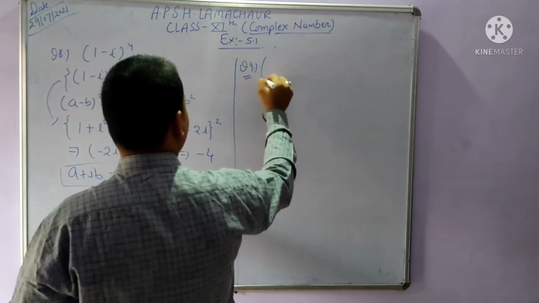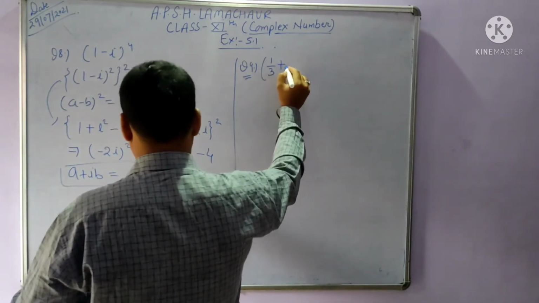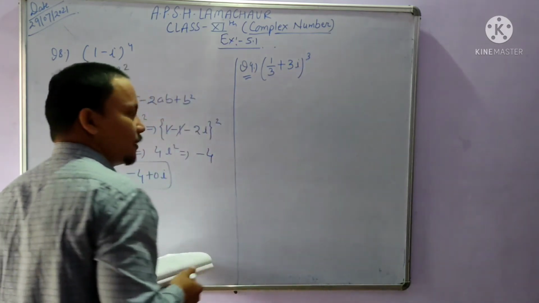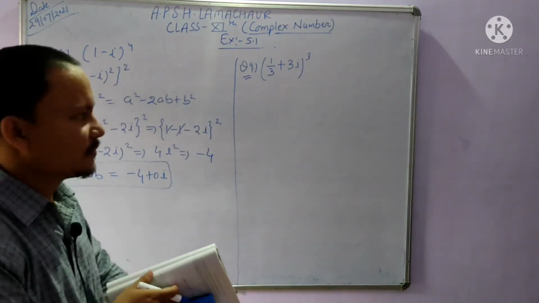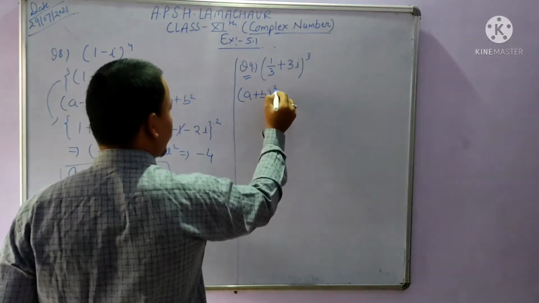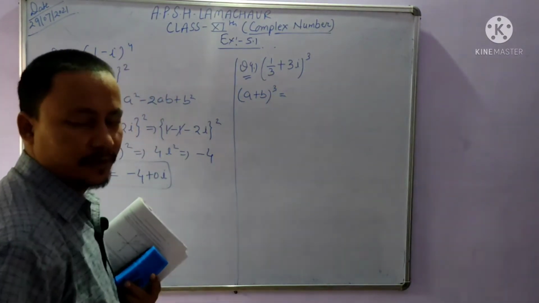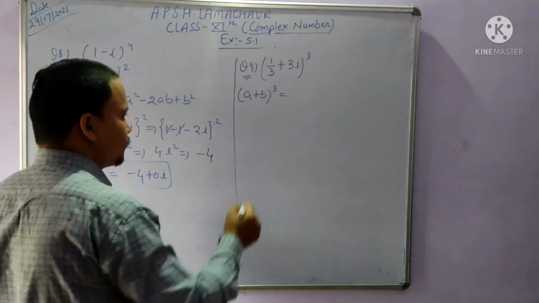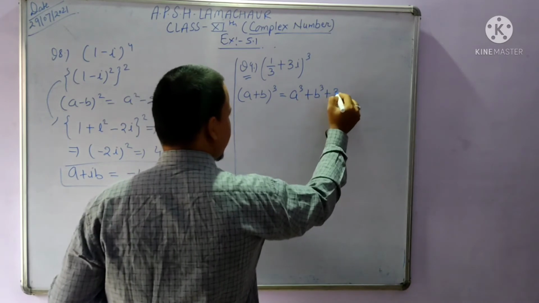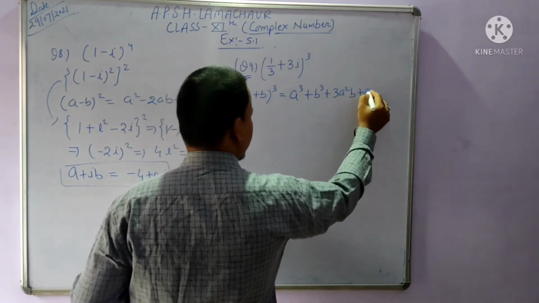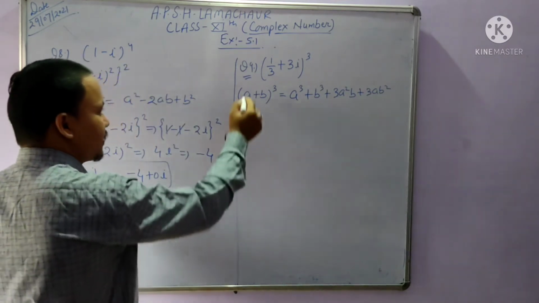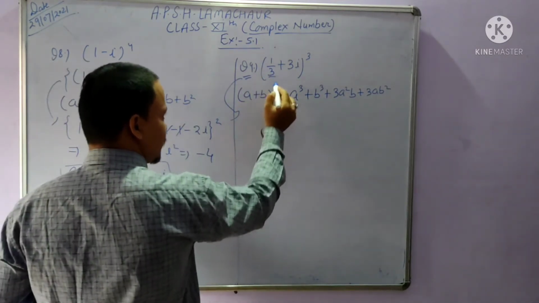The question number 9 is 1 upon 3 plus 3i whole cube. Now since it is a question of the type a plus b whole cube, what is the formula for a plus b whole cube? A cube plus b cube plus 3 times a square b plus 3 times a b square. So now we are going to operate this formula here. So what will we get from here? What is a? 1 by 3.